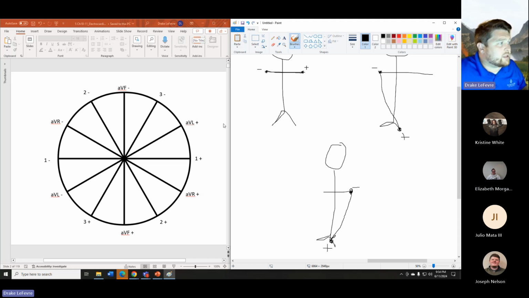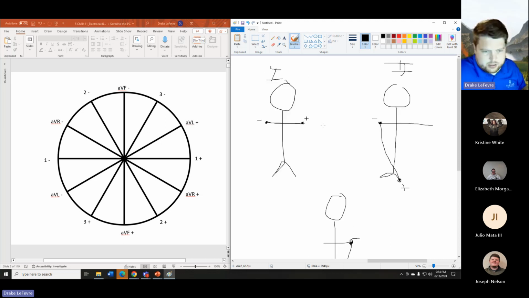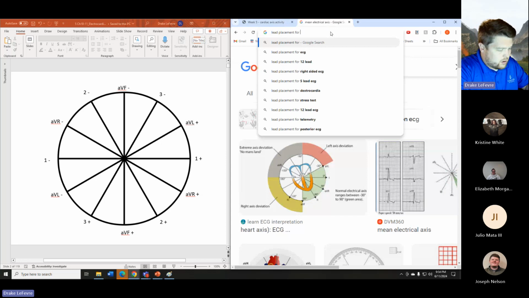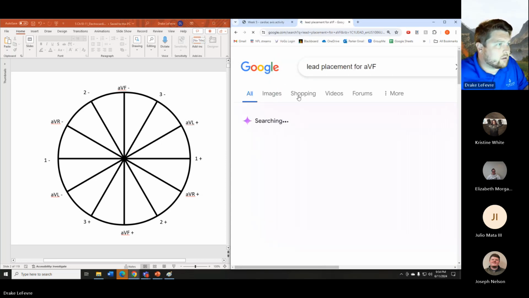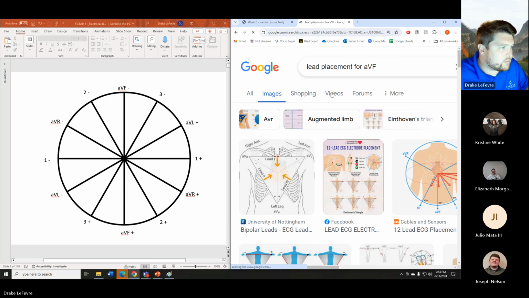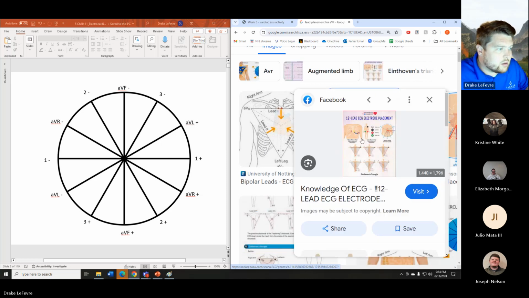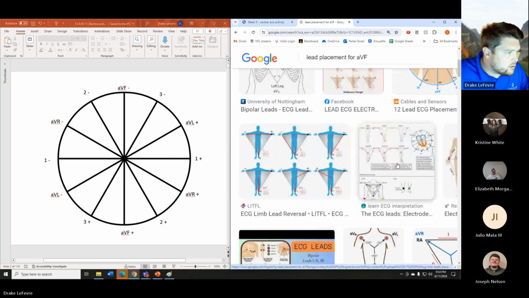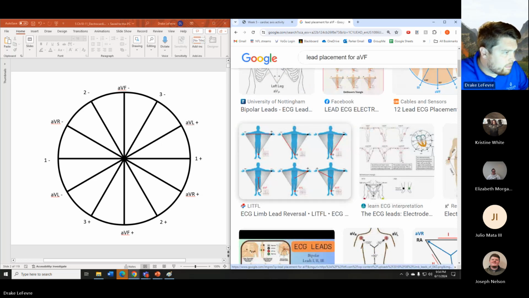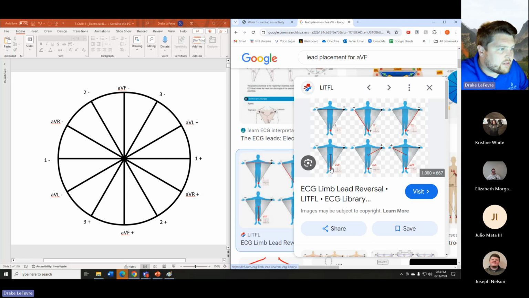And then the same thing with AVR, AVF. I don't know the exact placement of AVR, AVF, but same thing, the direction of it. So AVF is going to be measured from the ankle just straight up. So see, AVF is straight up and down.